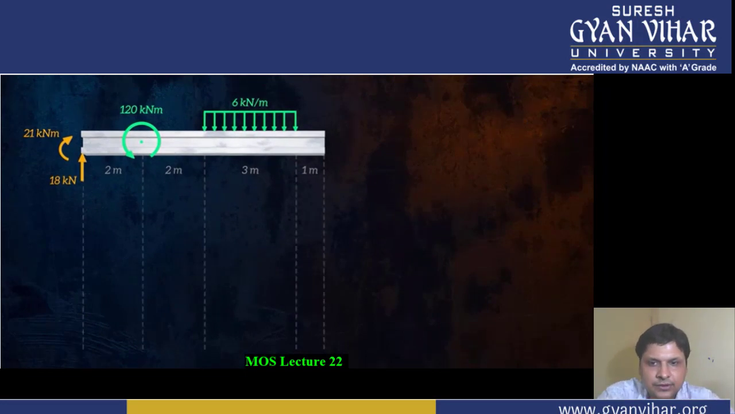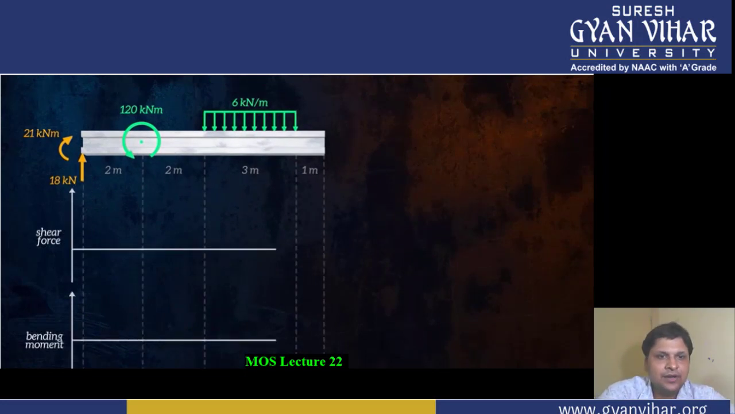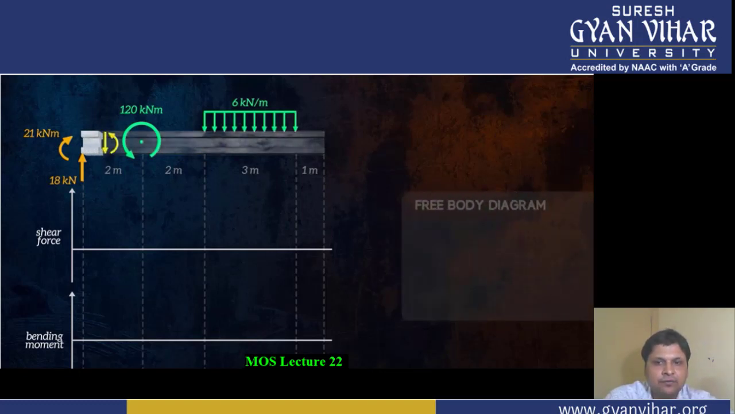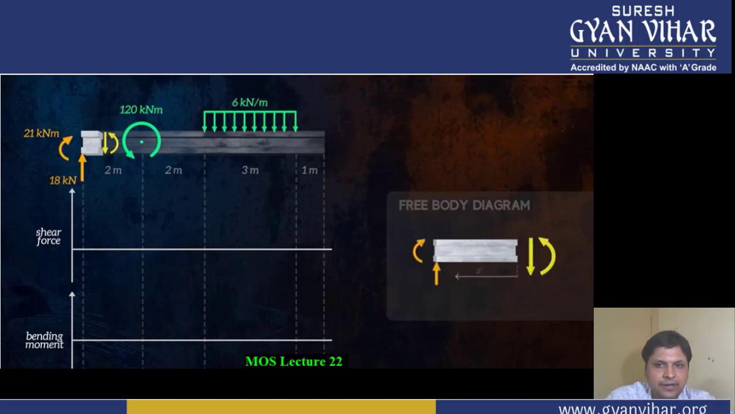Now students, to calculate our shear force and bending moment, we will start on the left side of the beam and move towards the right. This is our first free body diagram. The shear force calculation is easy, so we only need to consider the reaction force of 18 kilonewton.